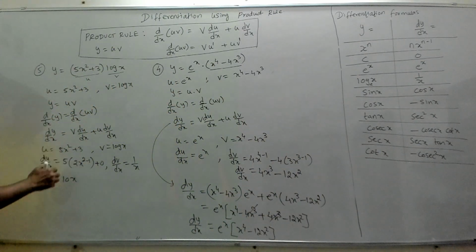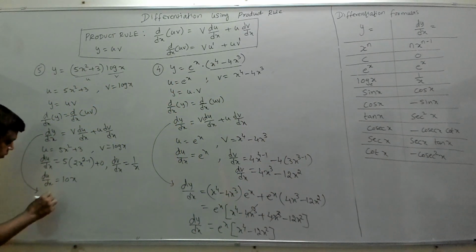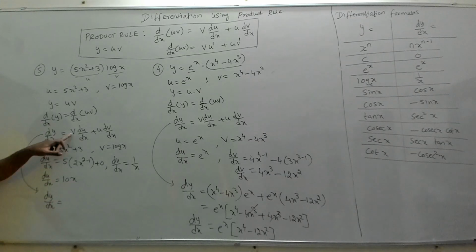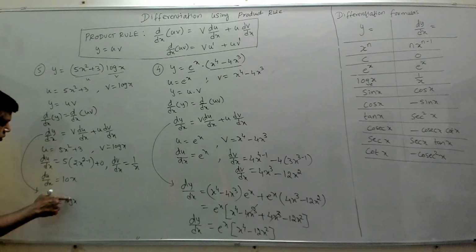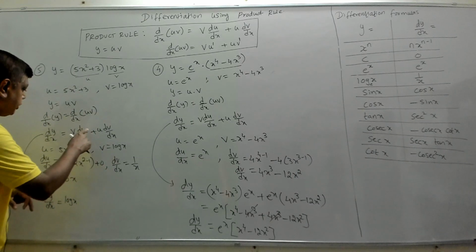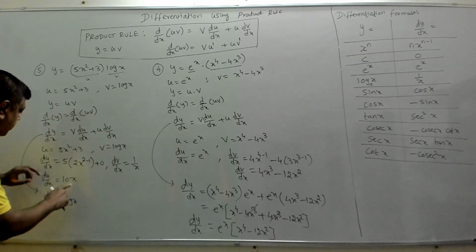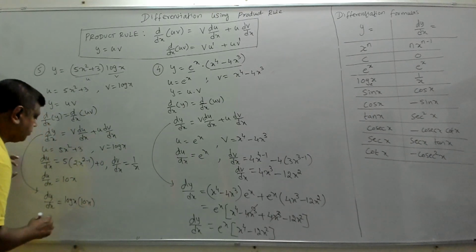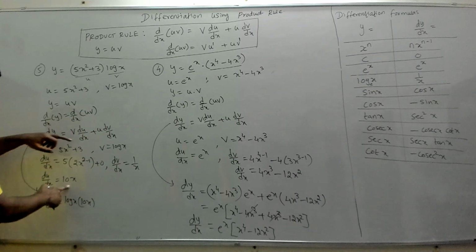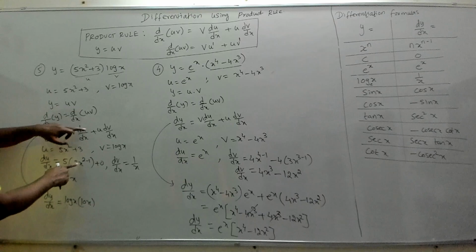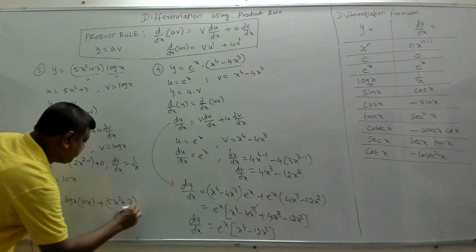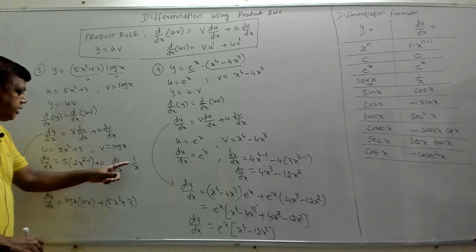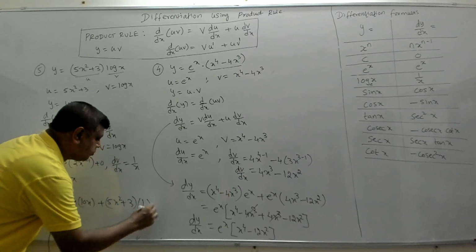Now let's substitute all of this here. So this becomes dy by dx is equal to v, which is log x, into du by dx. du by dx is 10x. So log x into 10x, plus u, which is 5x square plus 3, into dv by dx. dv by dx is 1 by x.